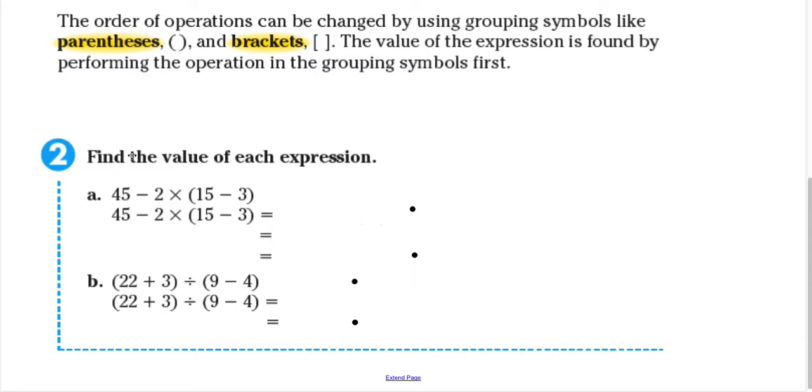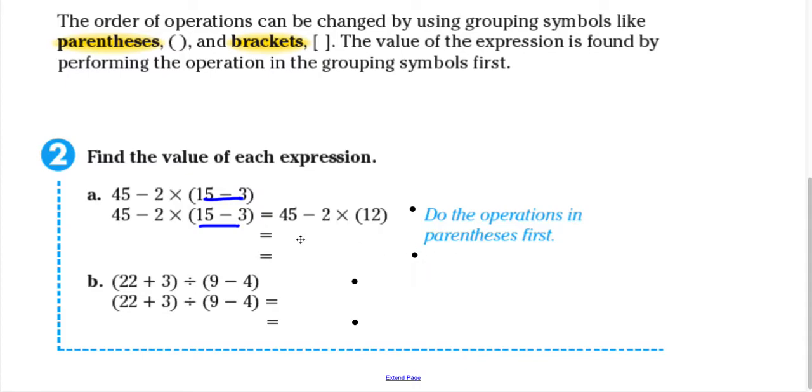Let's take a look at example number 2 and see how this works. Find the value of each expression. We have 45 minus 2 times the quantity 15 minus 3. It says here that we need to do grouping symbols first. We need to simplify the expression inside the grouping symbols first. So in this case, we need to simplify 15 minus 3 first. That becomes now 45 minus 2 times 12, because 15 minus 3 is 12.